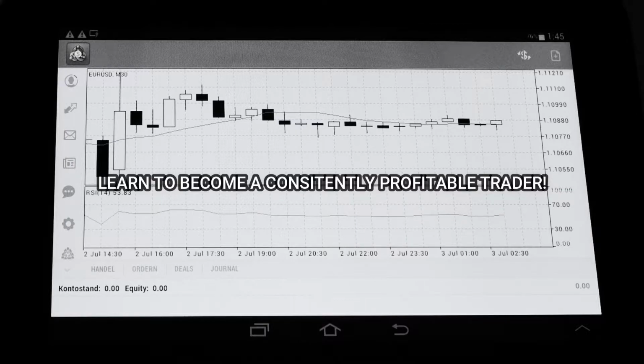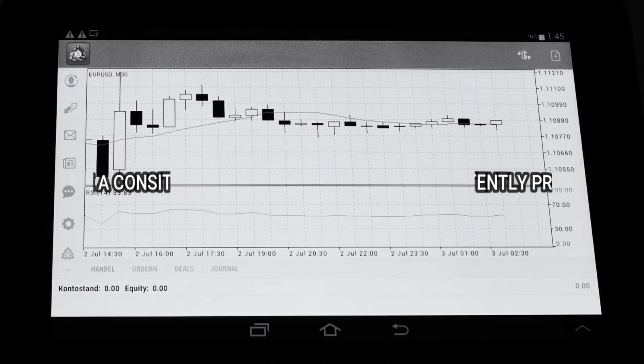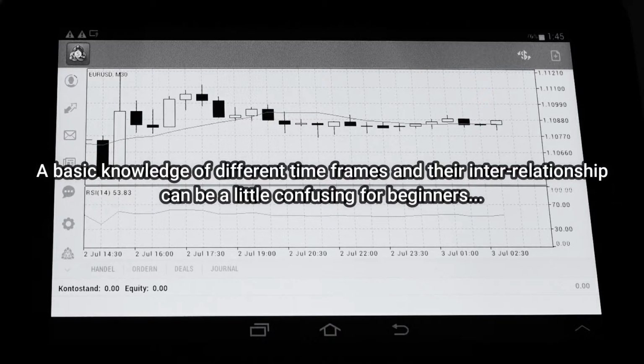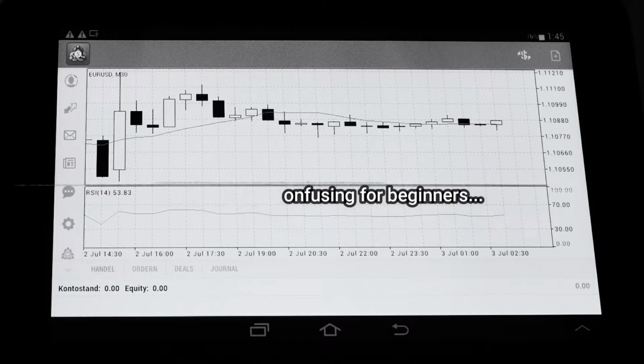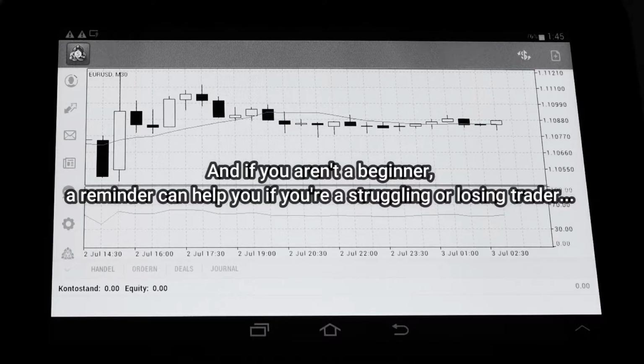Now, what I'm going to talk about in this video is the importance of having some basic knowledge regarding different time frames and their interrelationship, which can often be a little confusing, especially for beginners. And if you aren't a beginner, it's still a good thing to have a little reminder, especially if you're a struggling and possibly an overall losing trader.